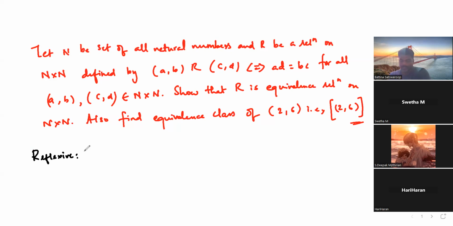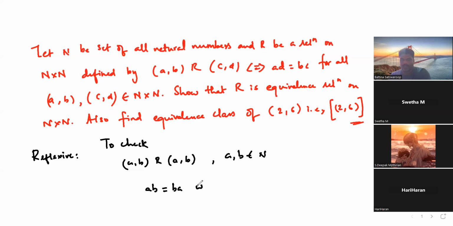What is there with respect to reflexive? So I need to check whether (A, B) is related to (A, B) or not, where (A, B) belongs to N. Right? So what comes here? AB is equal to BA, which is true.